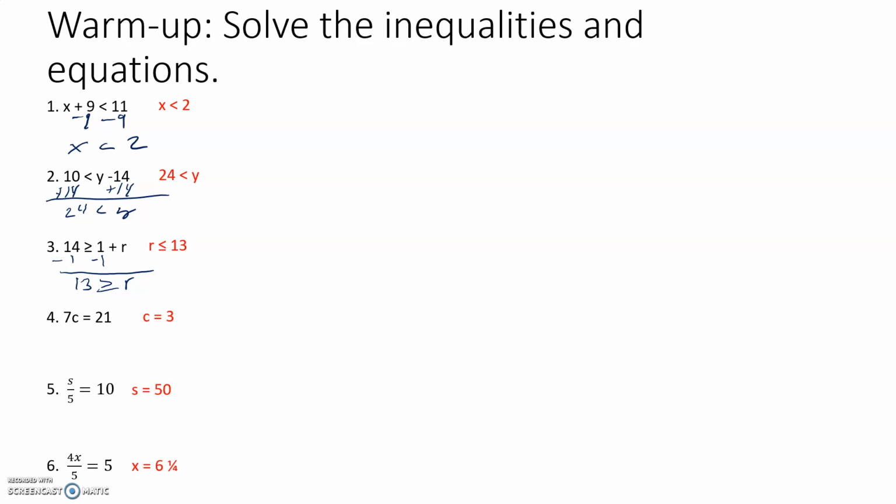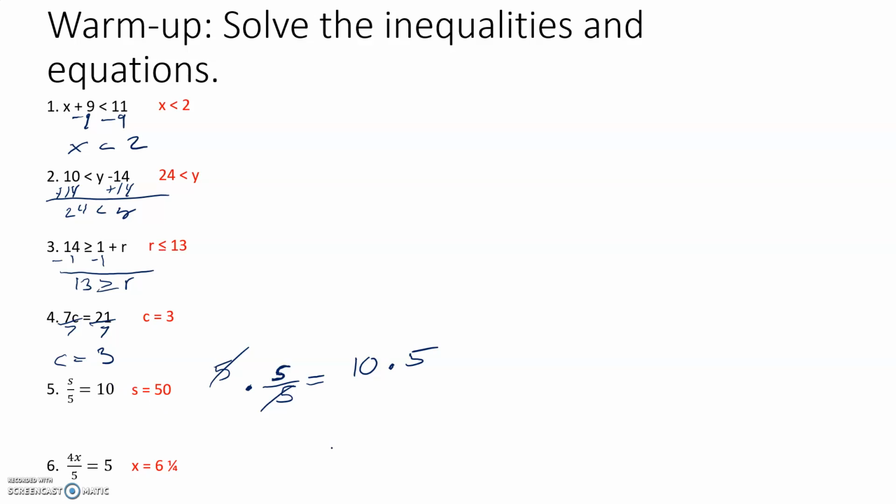And then for number 4, this is going to be division. So I'm going to divide both sides by 7, and I'm left with c equals 3. And then number 5, I'm going to do this one to the side. S over 5 equals 10. I need to multiply that times 5, and I do the same thing over here. And this is an S, not a 5, times 5. And that crosses out, and so then I'm left with S equals 50.